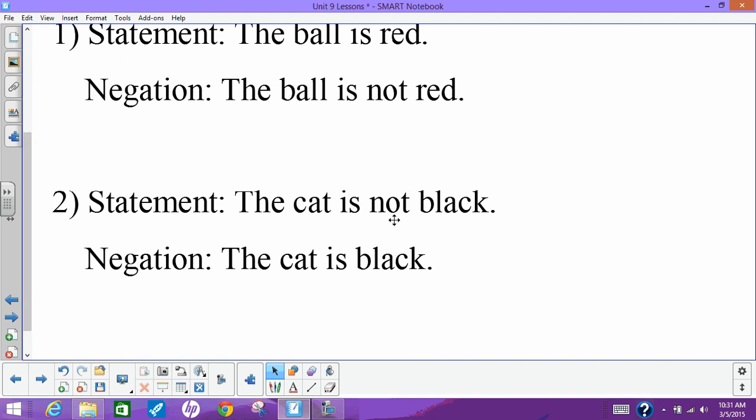If our original statement contains the word not, then the negation is just the opposite. We just take that word not out. So originally this was the cat is not black. If we negate that, the cat is black. So kind of a simple idea here. And we're going to use this when we talk about some other types of conditional statements next.